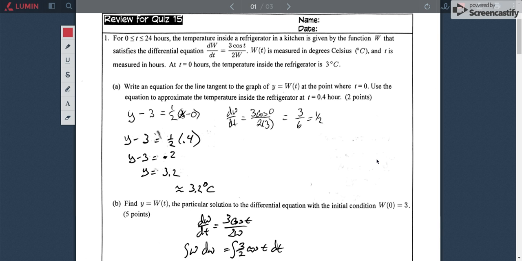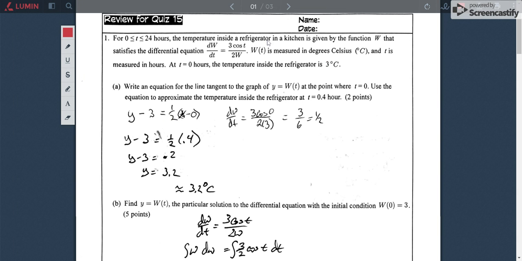All right, we're looking at answers for review for quiz 15. Problem number 1, part A, wants us to write the equation of a tangent line at the point where t equals 0. And if you go back up into the prompt, it says at t equals 0 hours, the temperature is 3 degrees. So there's my point I'm going to use when I write the equation of my tangent line. So y minus my y value and x minus my x value. So my y value is 3, my x value is 0.